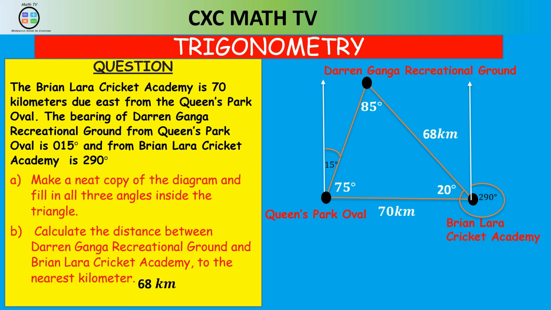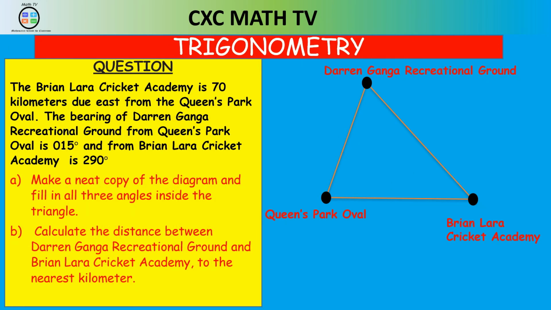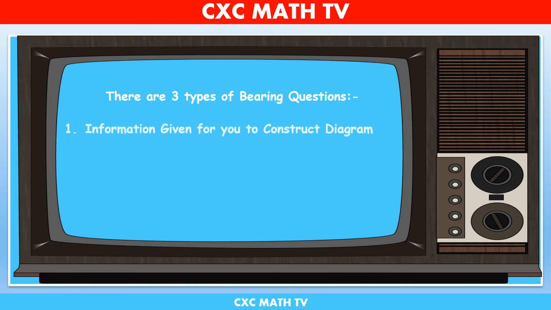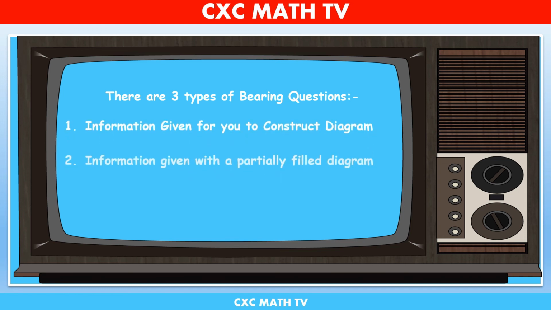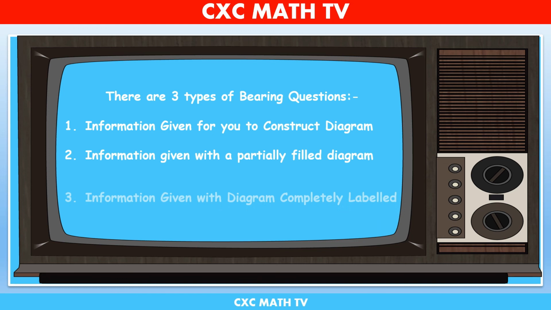Alright? So in reviewing, we need to remember there are three types of bearing questions. The one where information is given to you and you have to construct the diagram, as we did in question 2, where we had to construct it completely. There's information given to you with a partially filled diagram, as we just saw in question number 3. And there's also when they give you all the information with everything on the diagram, and you just have to go ahead and do some calculations. We didn't do any of those examples because we wanted to look at both the partially filled diagram and when you have to construct your own diagram.